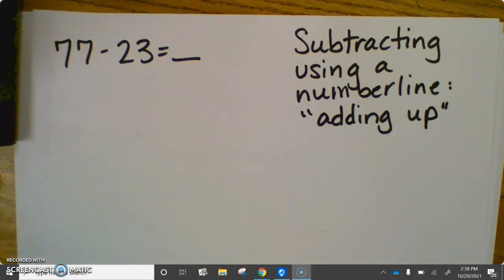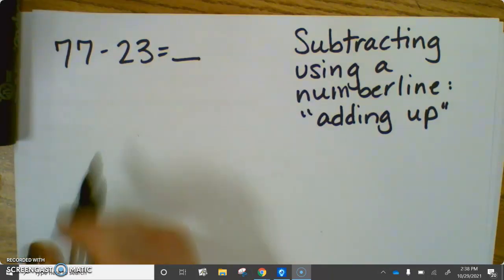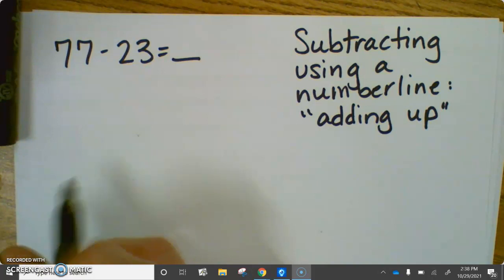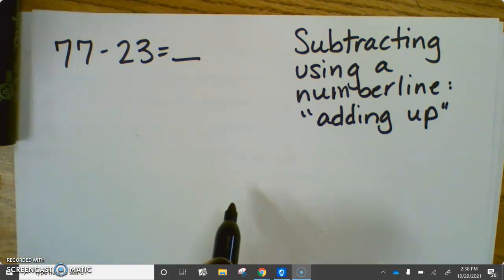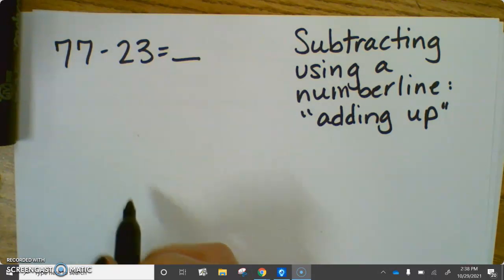Welcome back. So we are going to be subtracting using a number line, but this time we are going to flip around the equation so that it goes from a subtraction equation into an addition equation. And so we are going to be adding up to subtract, or subtracting using the adding up strategy. So we have 77 minus 23, and in the last video we subtracted on a number line, so we jumped backwards and we subtracted, but today we're going to add.